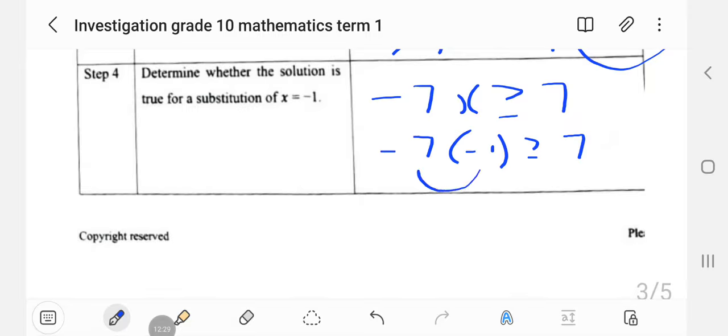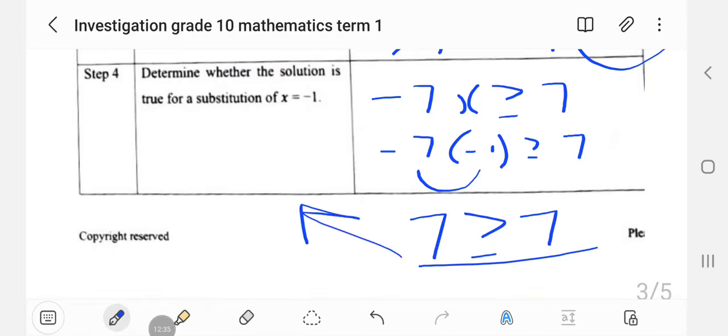Minus 7 times minus 1 is positive 7. The other side is also positive 7. So for this substitution, we're going to write true, because when we substitute minus 1, we get the same number from the right to the left.